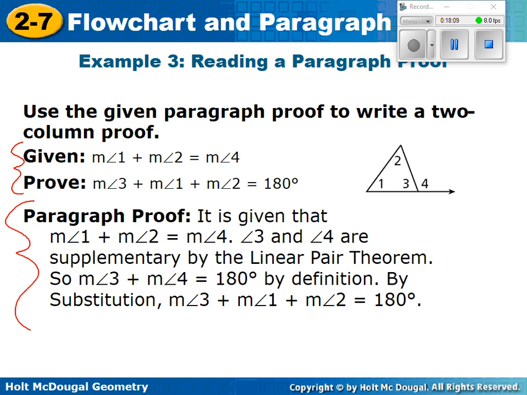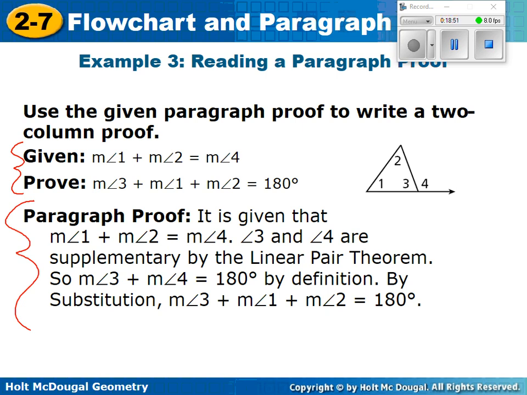They looked at the picture, they saw they were supplementary. In a paragraph proof, it's a little less formal than a two-column or a flowchart. So oftentimes they leave things out in a paragraph proof that you should list if it were two-column or flowchart. So if you were writing a proof for me for the test, I would expect you to put angle 3 and angle 4 are a linear pair, and I would expect you to put definition of a linear pair as your reason. A linear pair definition says two angles that have a common vertex and a common side and form a straight line are a linear pair. So we would have to have that up here in our proof first. Everybody with me? And then if they're a linear pair, we know they're supplementary by the linear pair theorem.